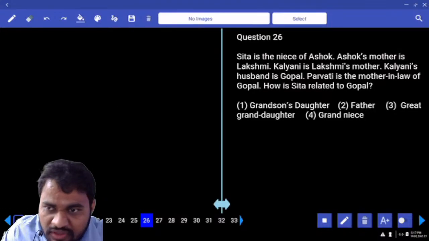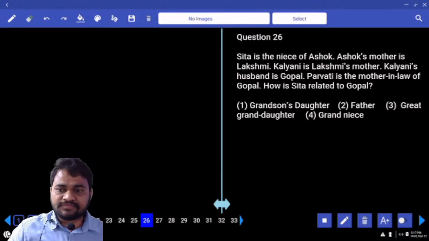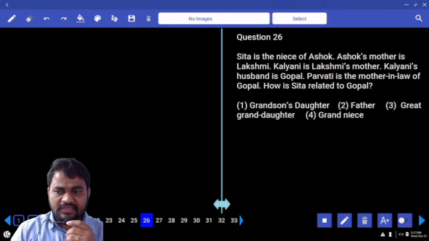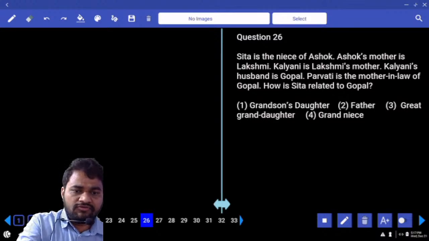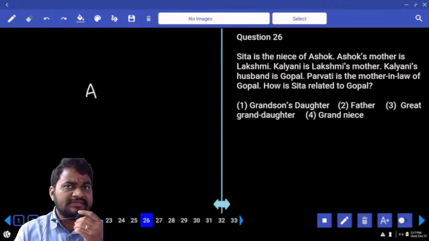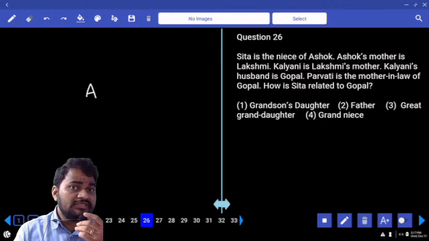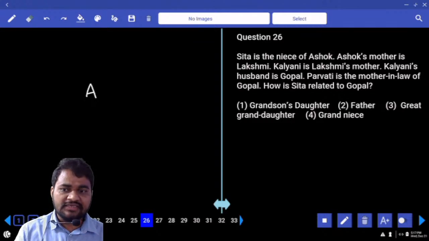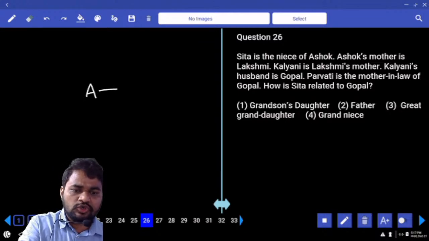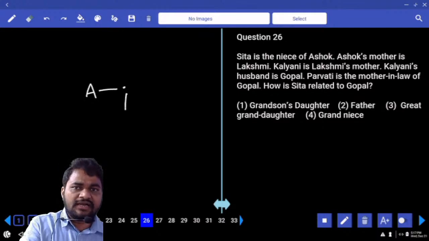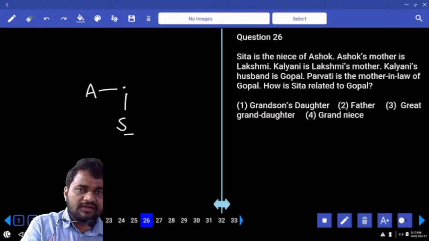Right. So, question number 26. Here, Sita is the niece of Ashok. For example, we have a person whose name is Ashok. Sita is the niece of Ashok. Niece means a brother's or sister's daughter is called a niece. Ashok should have a sibling, that is brother or sister. Brother or sister's daughter is called a niece, that is Sita.